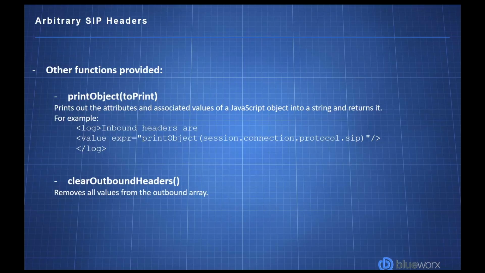The clear outbound headers removes all values from the outbound array. This will stop them being used on any subsequent VXML transfers and disconnects for the same call.